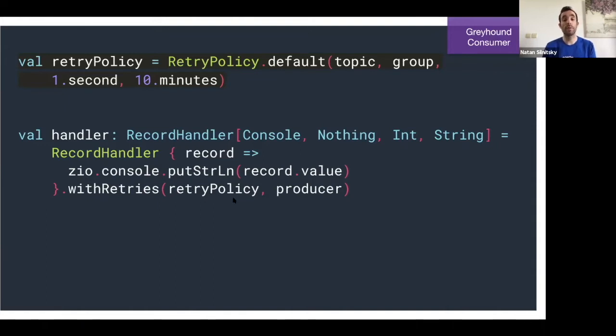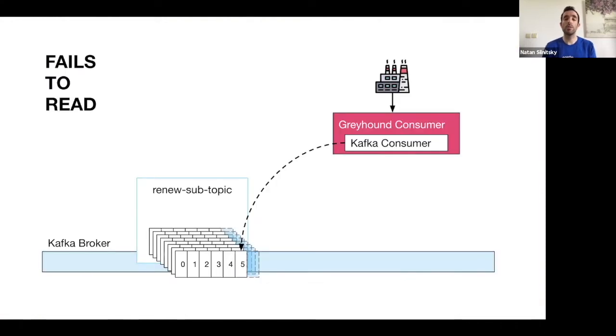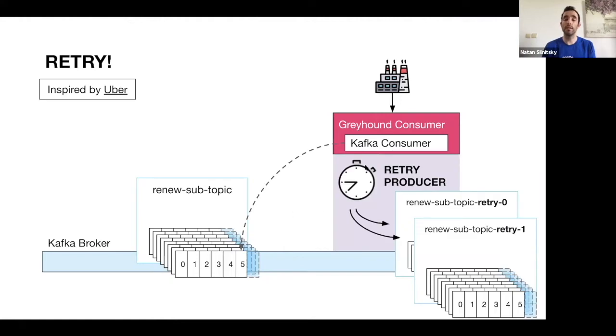And how does it work behind the scenes? So we have an example here of a Greyhound consumer that's consuming from some topic. And then we have some error. So we have a built-in retry producer in each consumer that will produce the message to a retry topic in case of an error. And this message will be forwarded according to the intervals that you set.